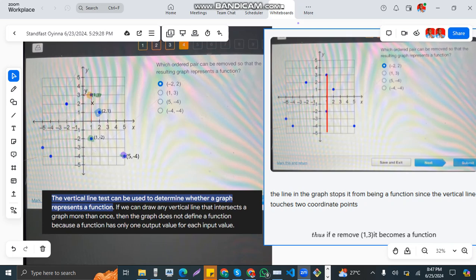x-axis. Now the ordered pairs refer to these blue dots you have. Each of them are called ordered pairs or coordinate points. Now I've written some numbers beside some of them and highlighted some of them.